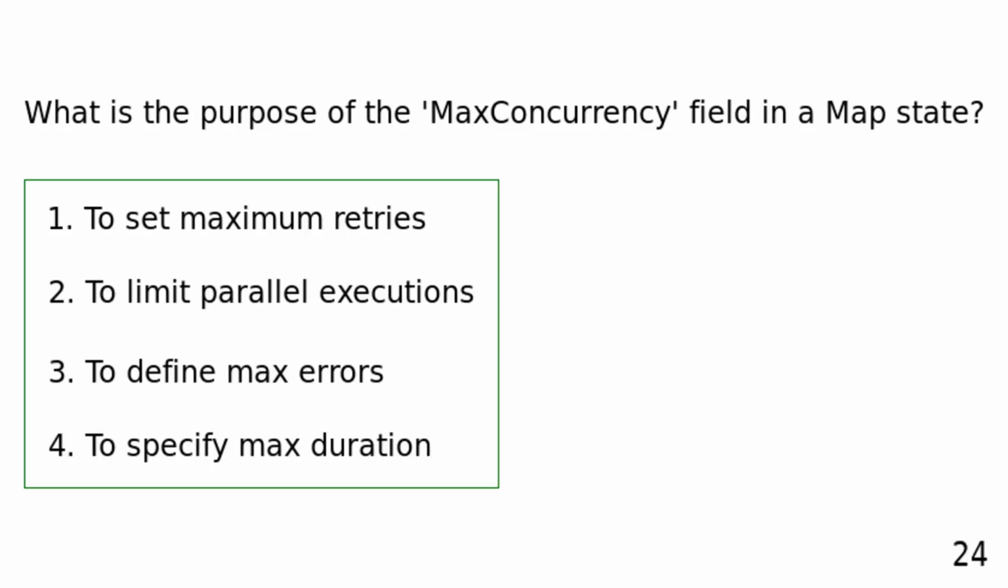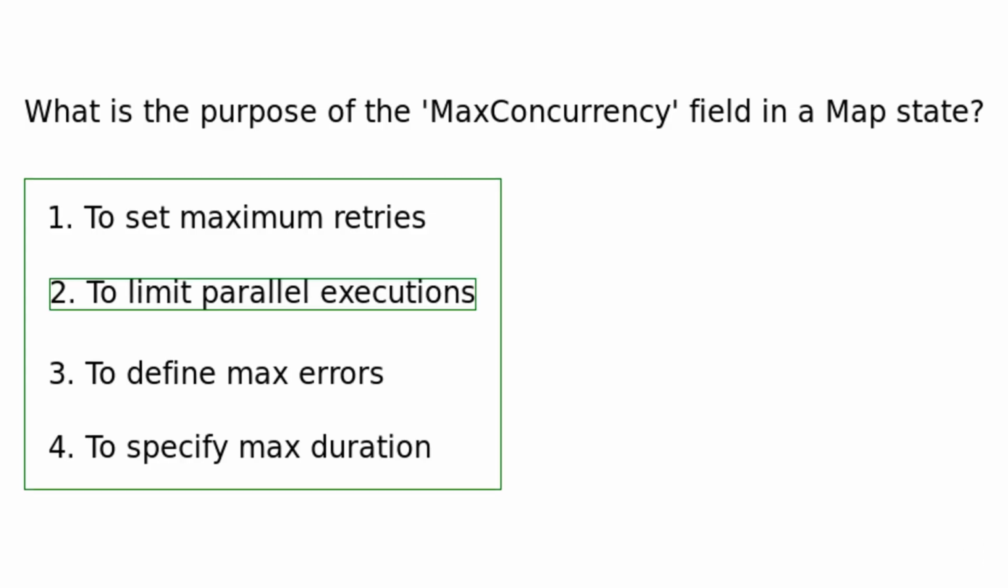What is the purpose of the max concurrency field in a map state? To set maximum retries. To limit parallel executions. To define max errors. To specify max duration. The max concurrency field in a map state of AWS Step Functions limits the number of parallel executions, helping to control resource usage and API call rates.